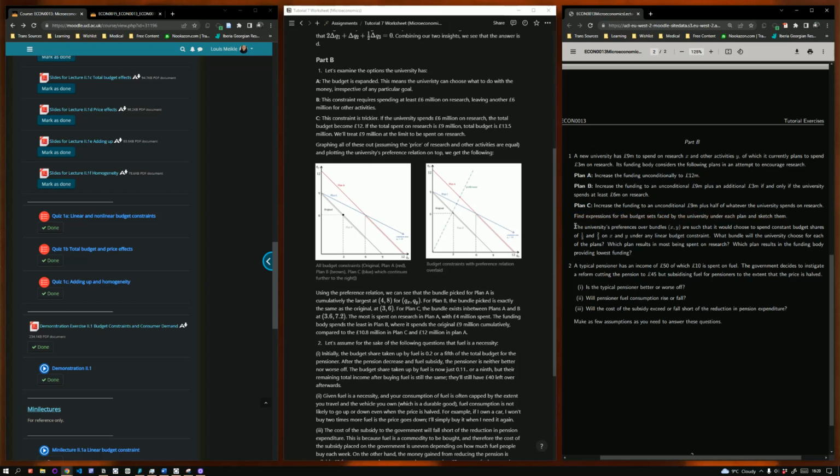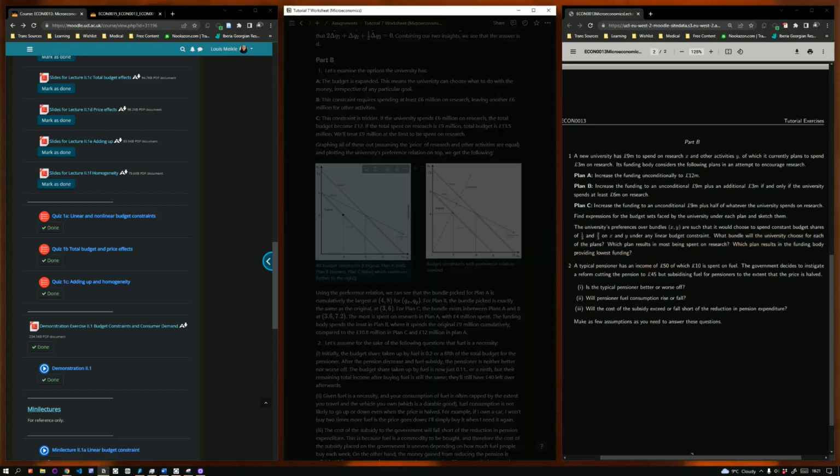Now, also, what we want to do is plot the university's preferences, because the university chooses to spend constant budget shares on research and other goods. It wants to spend 1/3 of its budget on research and 2/3 on other goods. And this is a linear budget constraint, so under any linear budget constraint, the fact that it's just ratios makes it a lot easier for us. Then it wants to ask us what bundles we pick, which one spends the most on research, and which provides the lowest funding. Okay, I've drawn it out here for you guys.